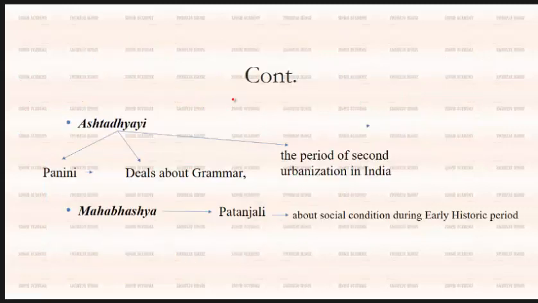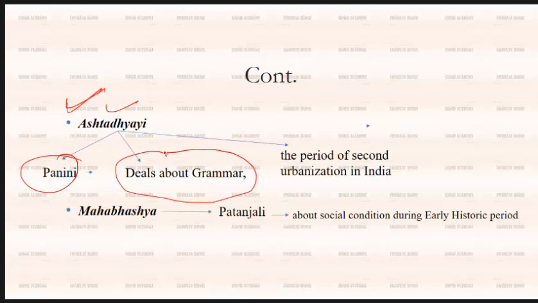Now another scientific book is the Ashtadhyayi, written by Panini, and it deals with Sanskrit grammar, meaning how grammar is applied for reading and analyzing Sanskrit and gaining knowledge of the language. Another important piece of information is that this book was written during the second urbanization that was going on in ancient India.